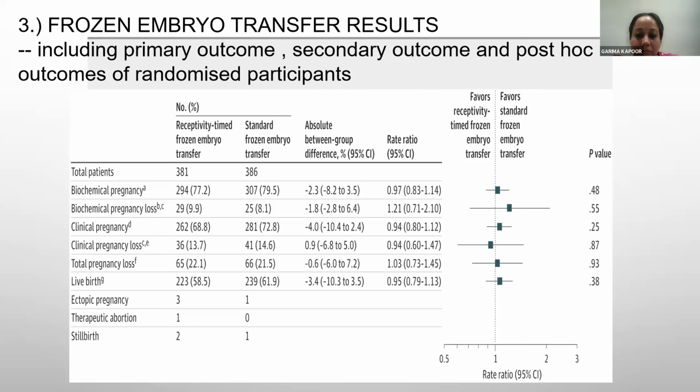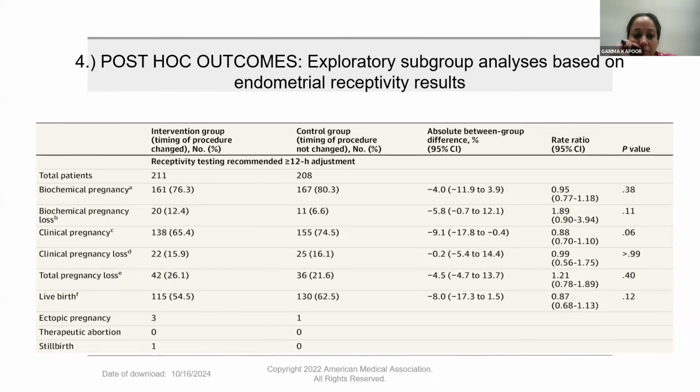And can I get to the next slide? Yeah. Ma'am, can I get to the next slide, please?